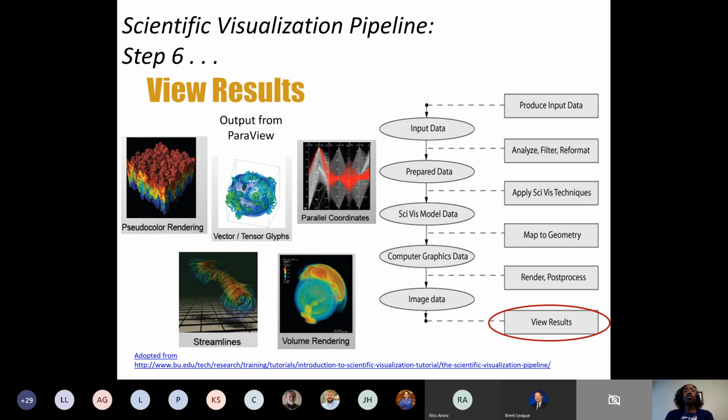You can use tensor or vector glyphs. Parallel coordinates, I kind of highlighted that one yesterday. You can also use streamlines, and of course, one of the things ParaView allows you to do is volume rendering. So there are a lot of things that can be done with ParaView. Again, it is a very powerful package.